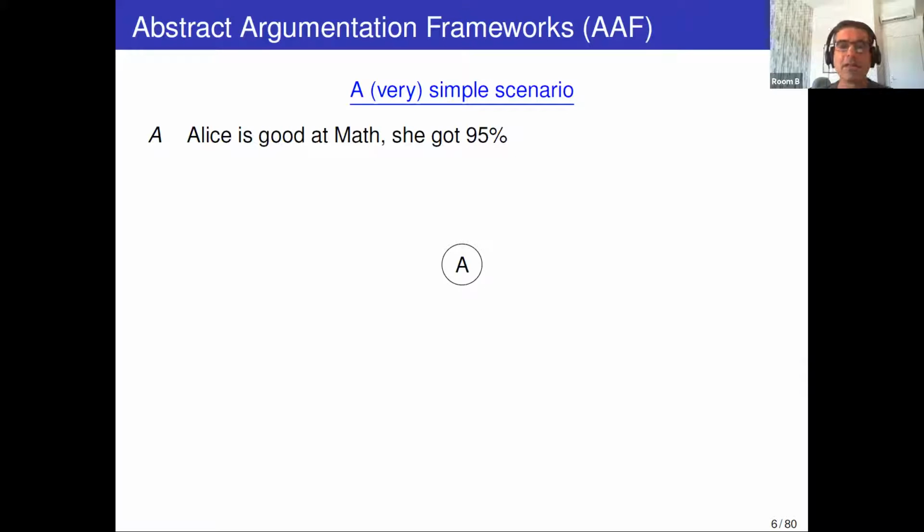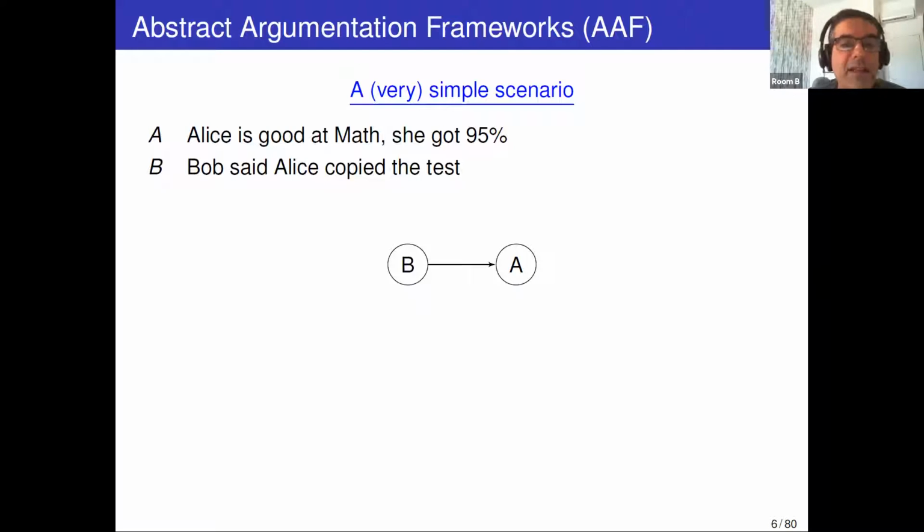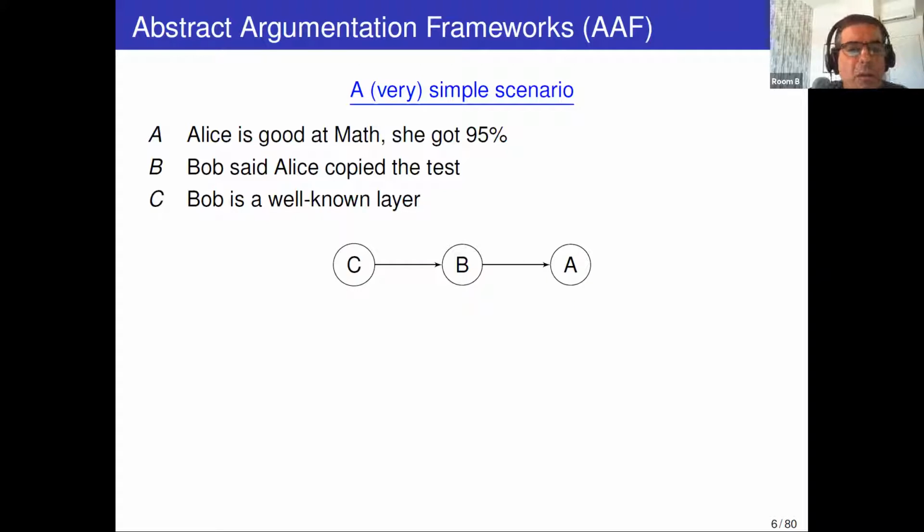Let's consider a very simple scenario to demonstrate the main idea. Suppose that we know that Alice is good at math. She got 90%, 95%. This is represented in the graph by a node denoted A. Then we have another piece of information that Bob said that Alice copied the test. This is a kind of counter-argument. In some sense, it attacks the information in the node called A. And then suppose we get another piece of information that Bob is a well-known liar, which again weakens the argument in node B.